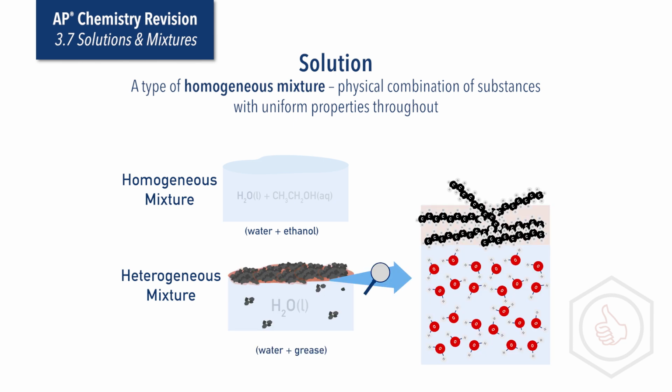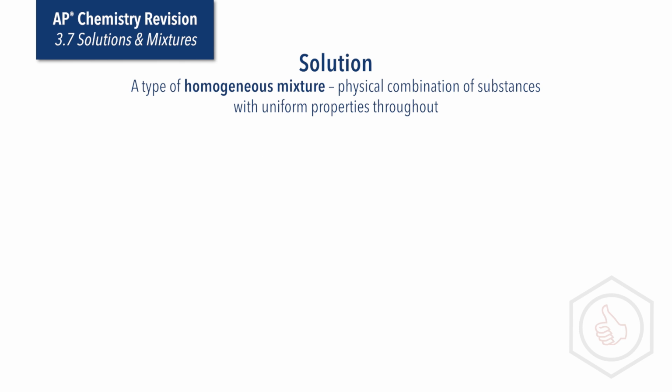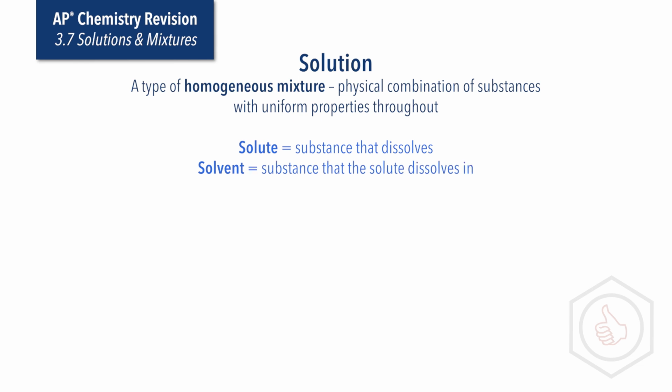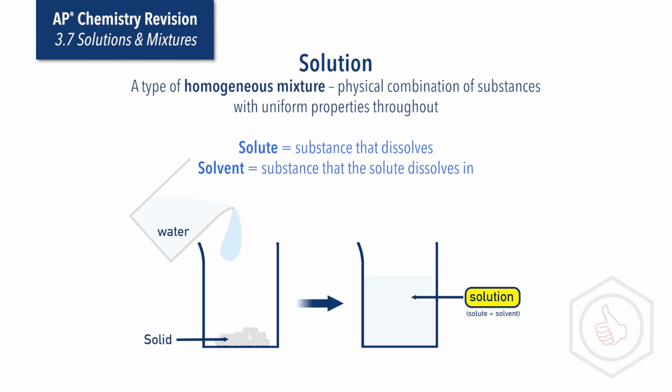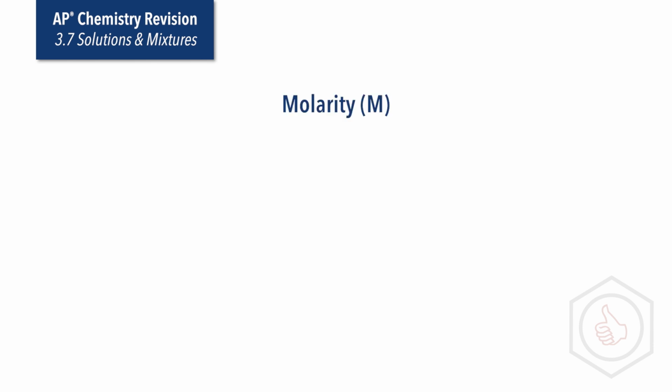It is non-uniform. In any solution, the solute is the substance being dissolved and the solvent is the substance doing the dissolving, and is always present in a greater amount. For example, if a substance dissolves in water, the solvent is the water and the solute is the solid that dissolves in the water. Molarity, M, is used to express the concentration of solute in a solution.